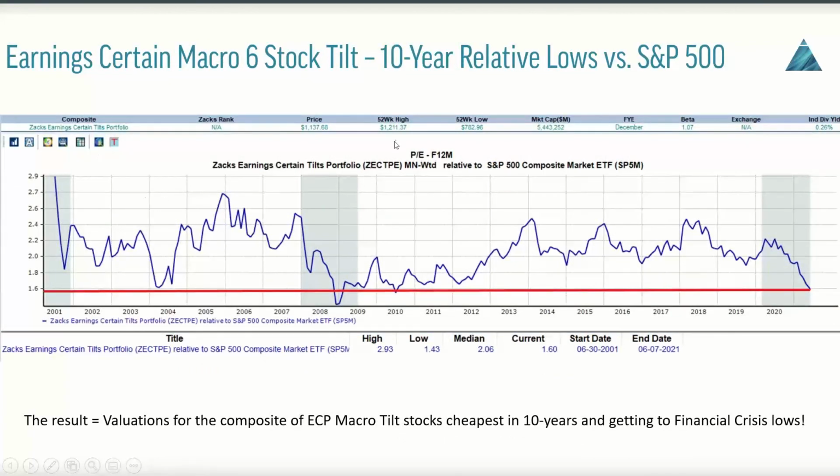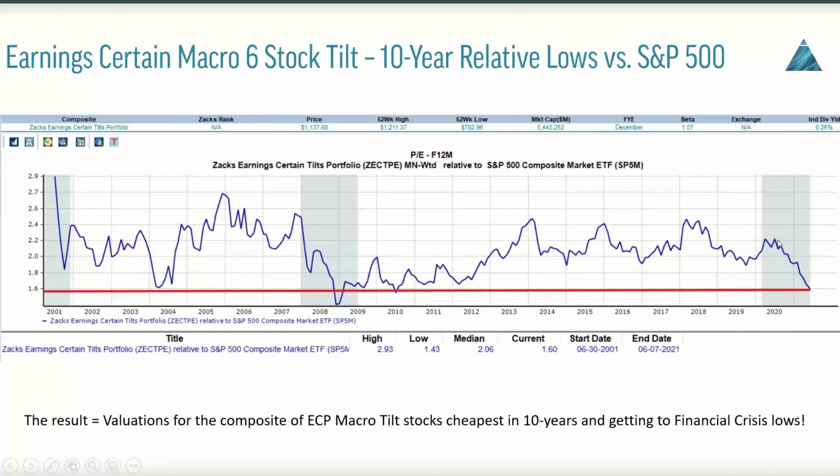And in the next chart, you can see that the valuation for this composite of these 6 macro tilts for ECP is literally the cheapest it's been in 10 years. And it's getting to pretty much the lows of the financial crisis. So here's our current point. You can see it's a 1.6. The low was a 1.43.